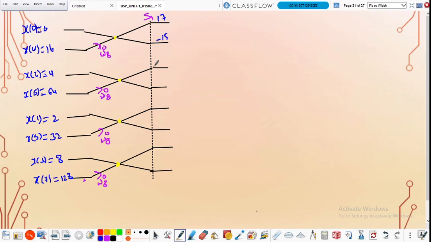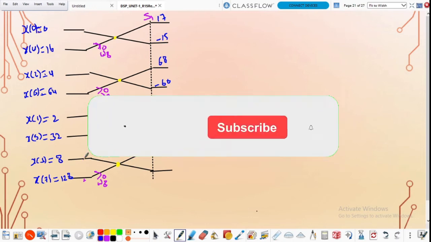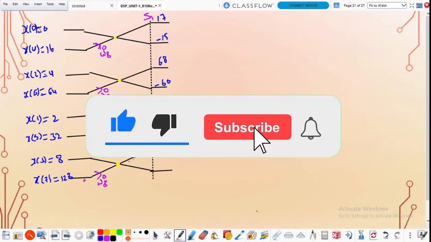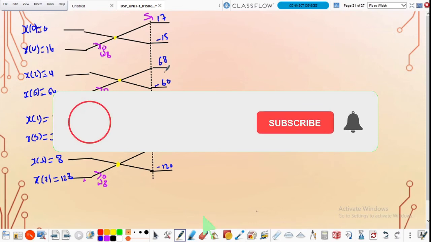So this output value is this input value plus this input value into W8 power 0, so that is 68, and this value is minus 60. And this one, using the DIT FFT butterfly diagram, is 34, and this output value is minus 30. Here also this output value is this input value plus this input value into W8 power 0, that is 136. This is the first N by 2 point DFT, and this is the second N by 2 point DFT.